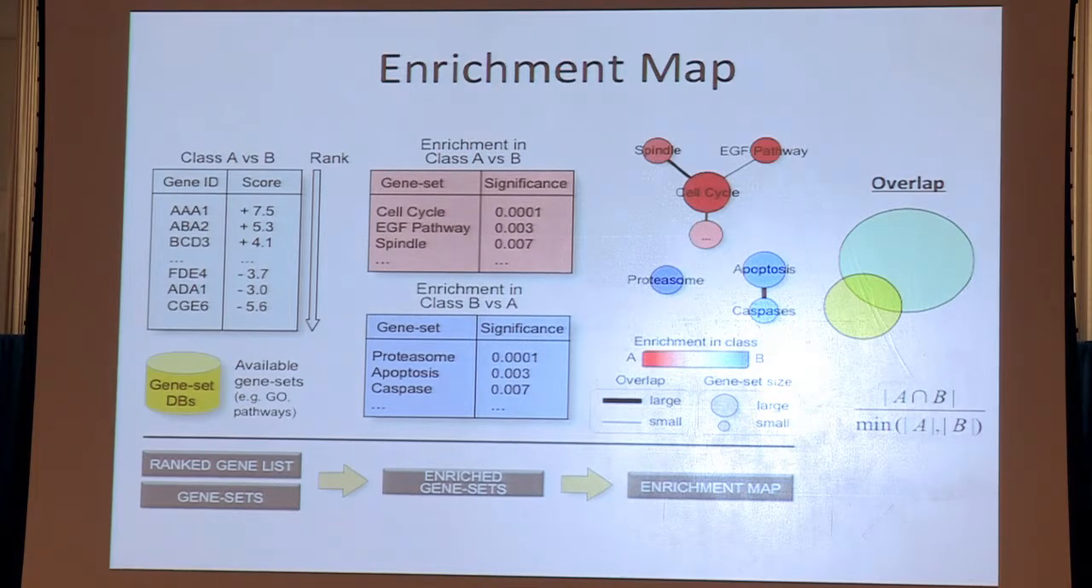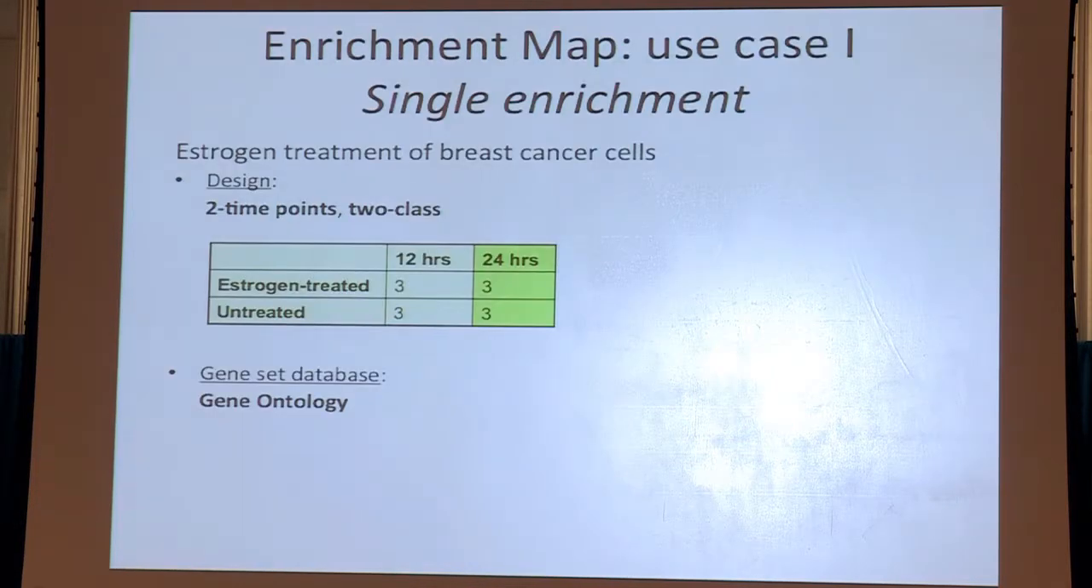and similarly for blue for going down. Okay, so Enrichment Map is useful right now for 3 major types of analysis. We call them use cases. The basic one is a single enrichment analysis. So this is, you've done your gene ontology enrichment or your pathway enrichment on a particular data set that you have, a particular gene list, and you want to visualize the results as an enrichment map.